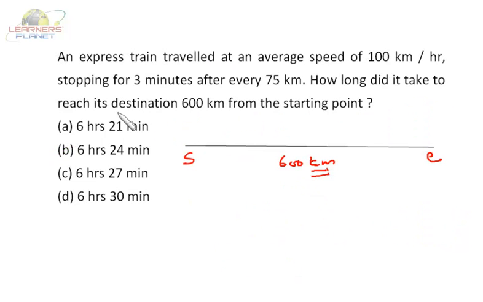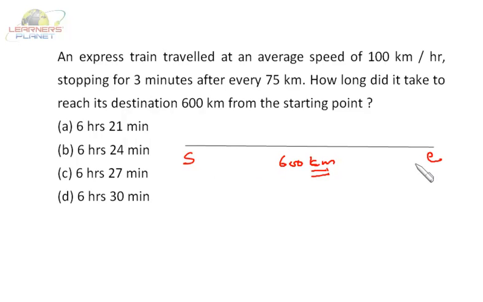Now let's see this question. An express train traveled at an average speed of 100 km per hour, stopping for 3 minutes after every 75 km. How long did it take to reach its destination, that is 600 kilometers from the starting point? Friends, very simple question. I would suggest that you try it on your own and match the final answer with mine. You can even do this problem mentally.